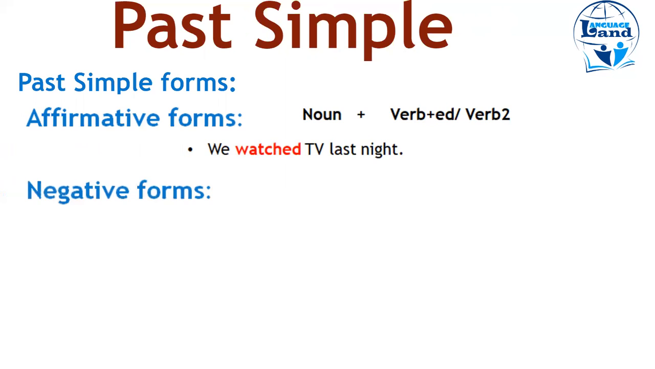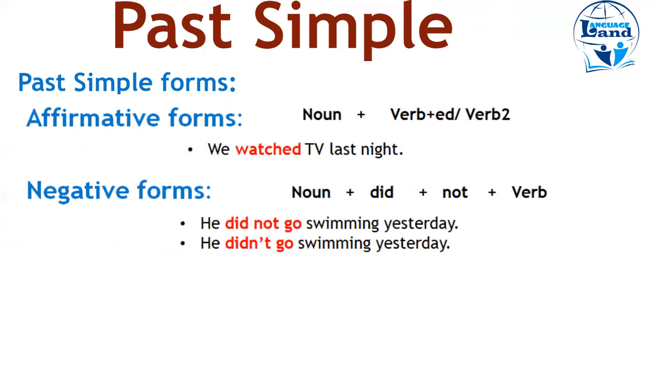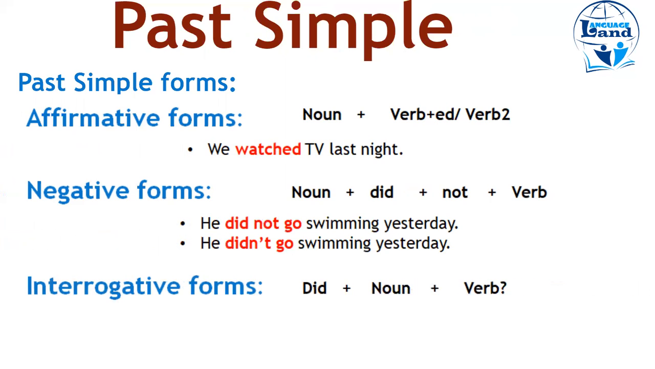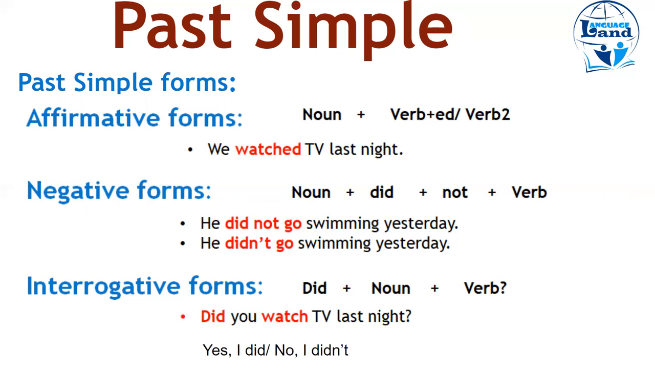In the negative sentences, we put the particle not after the auxiliary verb did. For instance, he didn't go swimming yesterday. In the question sentences, we form them with the auxiliary verb in the first place. For example, did you watch TV last night? Yes, I did. No, I didn't, for the short answers.